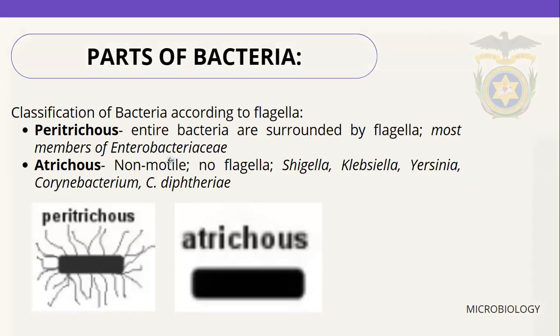Next, we have the peritrichous. This is a kind of flagella where the entire bacteria are surrounded by flagella, and it's commonly seen in most members of Enterobacteriaceae. And the next one, we have the atrichous. It's non-motile or no flagella, commonly seen in Shigella, Klebsiella, Yersinia, Corynebacterium, and yes, Corynebacterium diphtheriae.